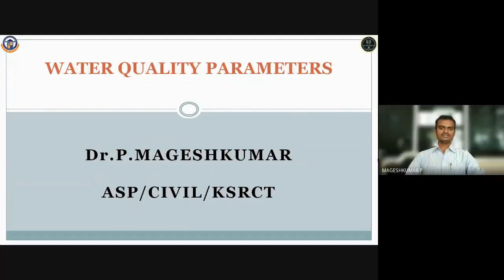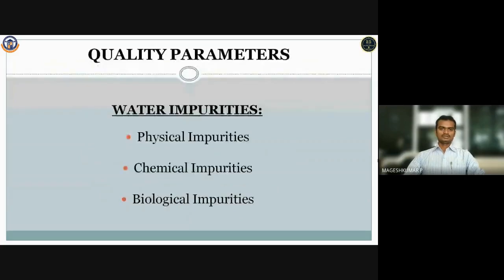Hello everyone. In this video, we are going to see the water quality parameters. If you are using the water for irrigation, domestic or industrial usage, before going for the actual usage, you have to understand the characteristics of water you are using. So what are the impurities or parameters present in the water? We can classify it into physical, chemical, and biological impurities.